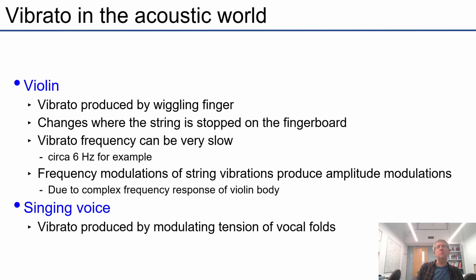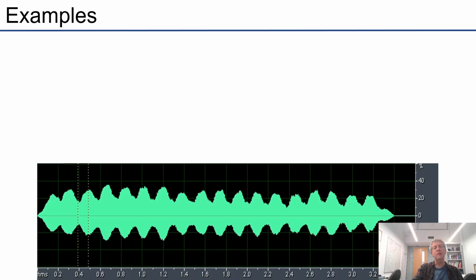The frequency modulations of the string vibrations also produced amplitude modulations. So when the finger is pressed down on the string, it affects the frequency response of the violin body. Vibrato can also be produced in singing voice as well by modulating the tension of the vocal fold. So a singing technique as well as a performance technique.